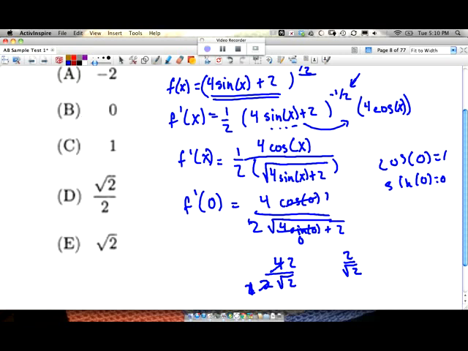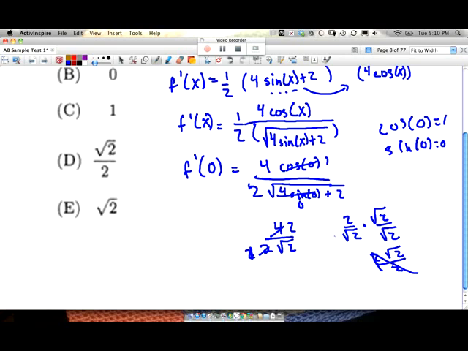Now if I check my answers, I don't really have that. But look at this. Check this out. If I rationalize the denominator, on the top and bottom, then I would have 2 square root 2 over 2, which is just square root 2. E is the answer.